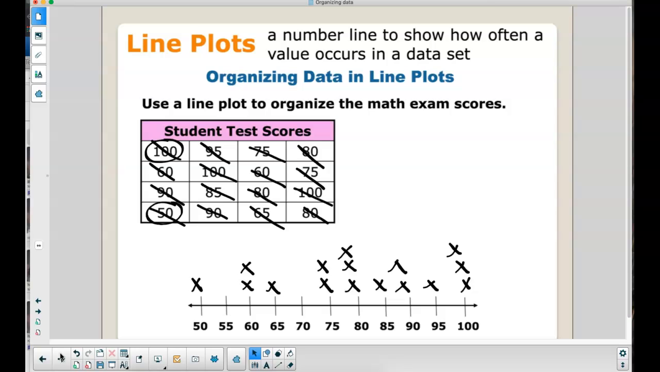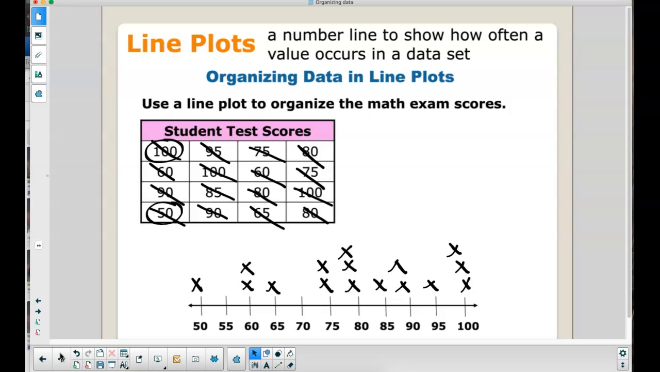Okay, so when you're done, that line plot should look something like that. Okay, you should have 1 X above the 50, 2 above the 60, 1 above the 65, 2 above the 75, 3 above the 80, 1 above the 85, 2 above the 90, 1 above the 95, and 3 above the 100.